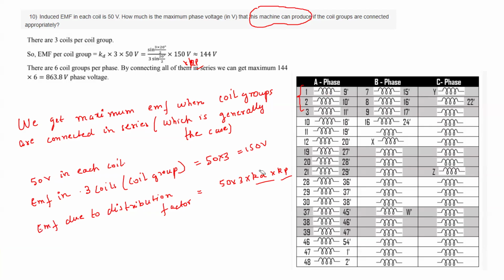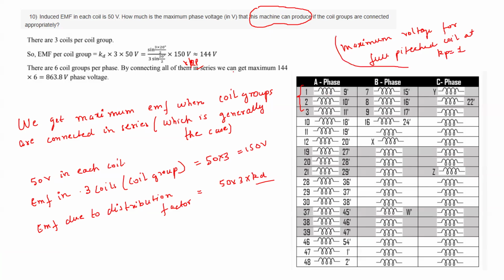So if they have mentioned it like this, the maximum voltage this machine can produce, we know we obtain the maximum voltage when the pitch factor is 1. So maximum voltage for full pitched coil at Kp equal to 1.